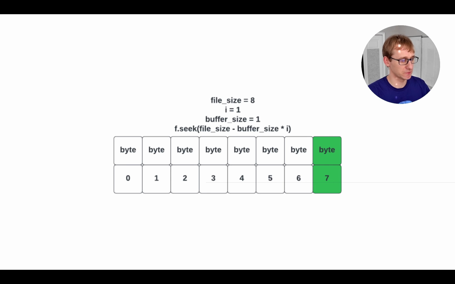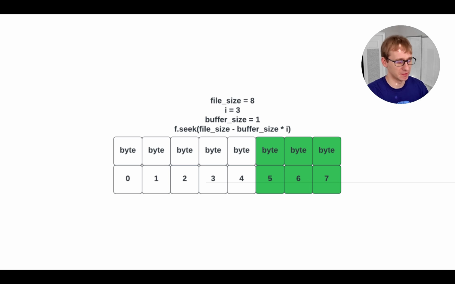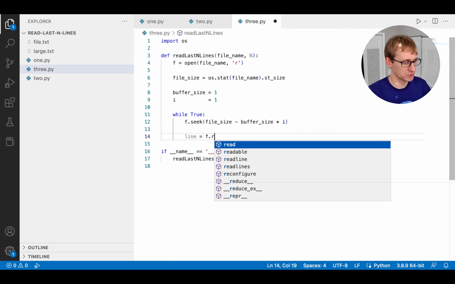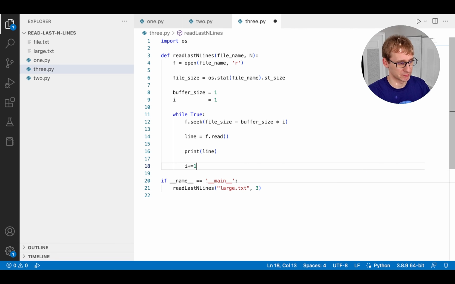Seek will act conceptually similar to the slice that we have used previously and cut everything from the starting position back to the end of the file. When we increment i, additional bytes are grabbed. That's why we need a loop. Next, we just read the segment and print it. Also, don't forget to increment your counter.